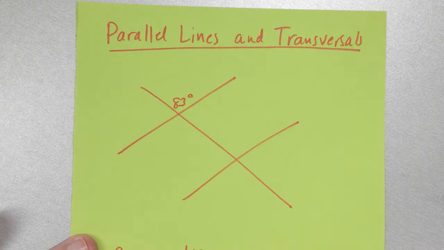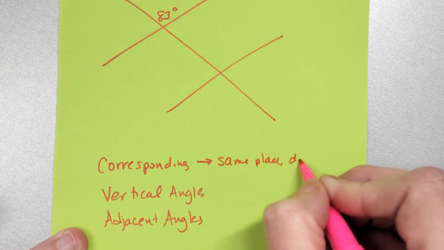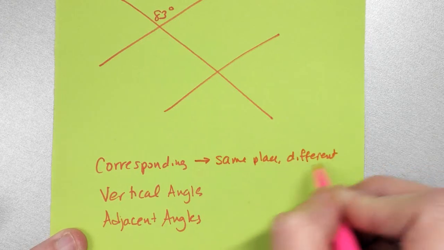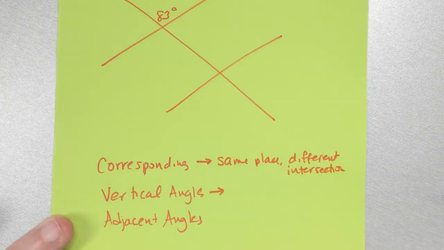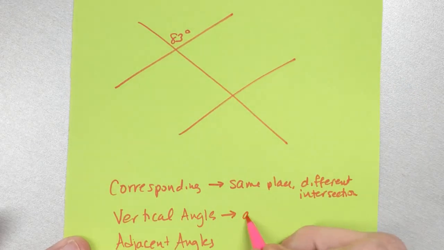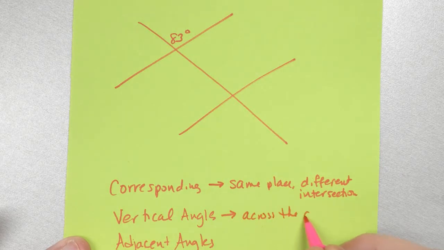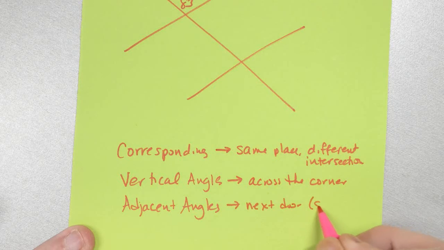Okay, so we see that angles that correspond are equal. So what does correspond mean? Okay, corresponding means same place, different intersection. Okay? Vertical angles are across the corner, and they're also equal. Okay? And adjacent angles are next door, and they share a wall.